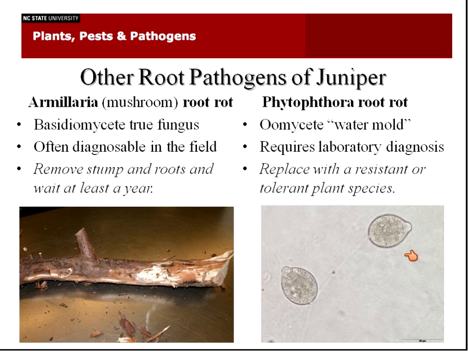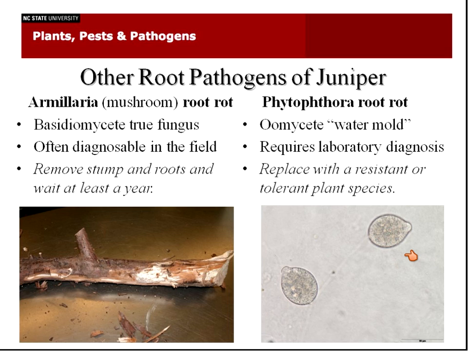The important difference here, not only is that it's a different kind of organism, but that the control measures are different. If you've got Armillaria, you can remove the roots and stump, wait at least a year, although we've seen cases where that probably wasn't enough, before you come back with any kind of woody plant, because so many are susceptible. In the case of Phytophthora, you just give up because you know that the Phytophthora is going to persist in the soil, and you look for some resistant or tolerant plant species to use in place of the one that died. We have a publication out there, AG747, which has information on cultural controls and replacement plants for Phytophthora situations.